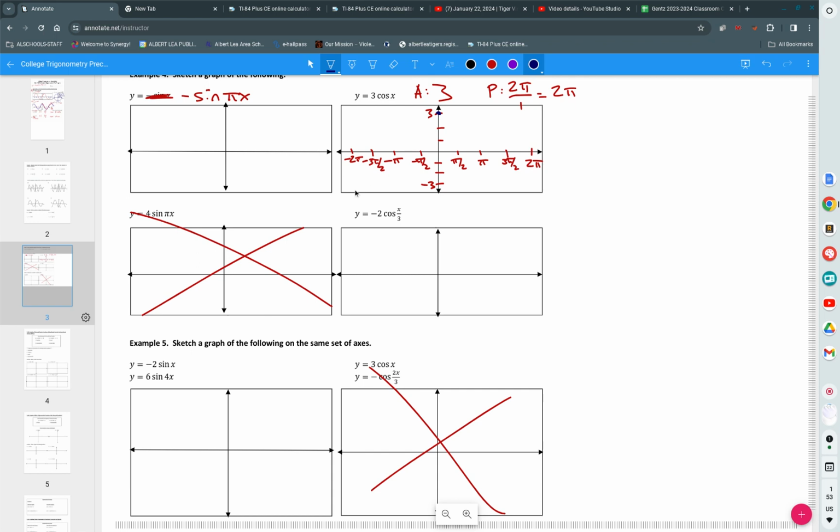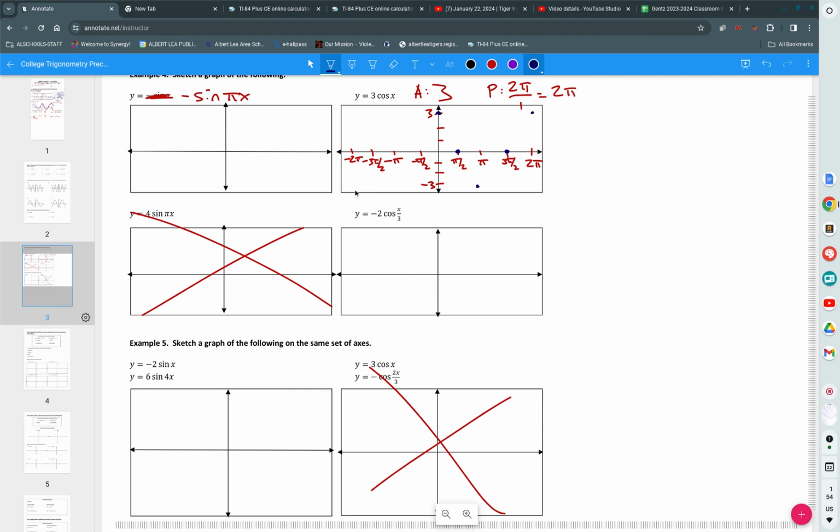And once you figure out where it starts, it's very simple from there. I just advance and make my dots. So if it starts up at 3, when it moves over to pi over 2, it's going to cross at 0. And then at pi, it'll drop down to negative 3. And at 3 pi over 2, it'll be back at 0. And at 2 pi, it will be back up at 3.